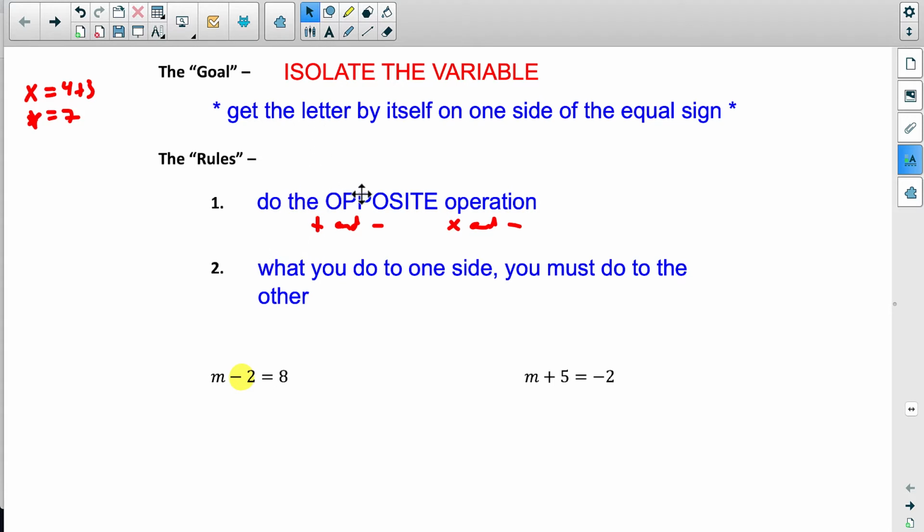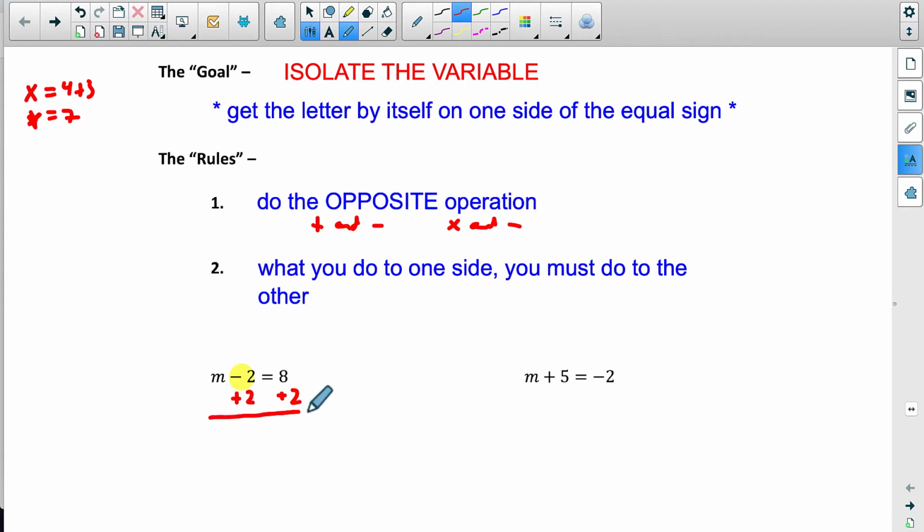Well, we do the opposite operation. It says takeaway 2, so we're going to do the opposite. The opposite of takeaway is add. We're going to add 2. That'll now get rid of that. But wait a minute, there's another rule. What you do to one side, you must do to the other. If you just do this, you've just unbalanced the whole equation. That's not fair. But if I add 2 to both sides, it stays balanced. Okay, so I'll expect you to show this.